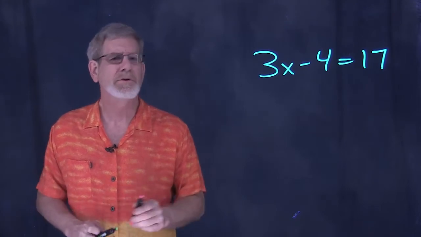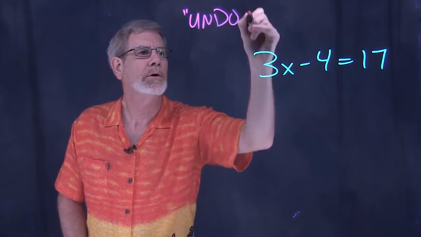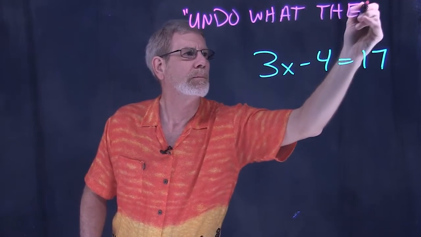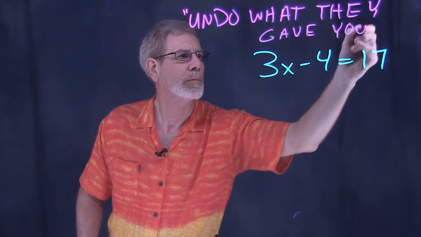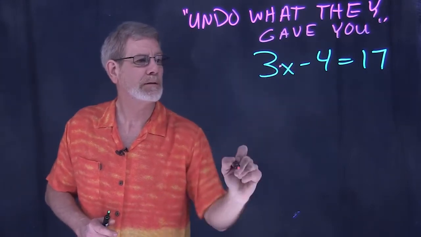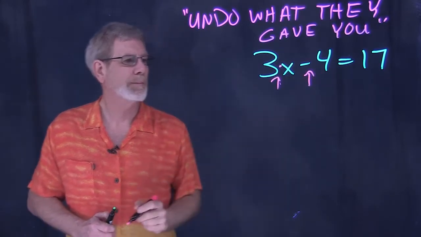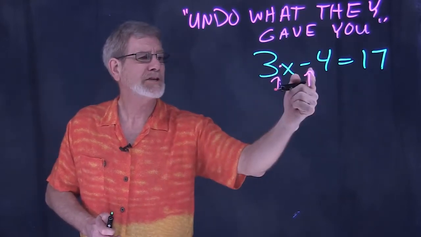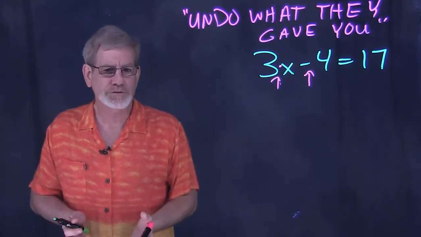So what I tell my students is to think this. Think of undo what they gave you. What did they give us here? Well, they gave us two things. They gave us multiplying between 3 and x, and they gave us subtraction of 4. Well, the multiplication between 3 and x is only involving 3 and x, but the subtraction of 4 affects this whole thing. So which do you think we should undo first?